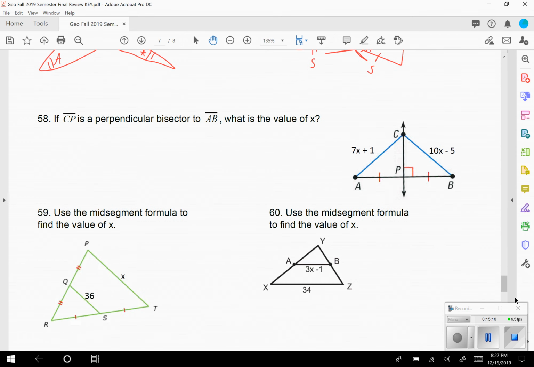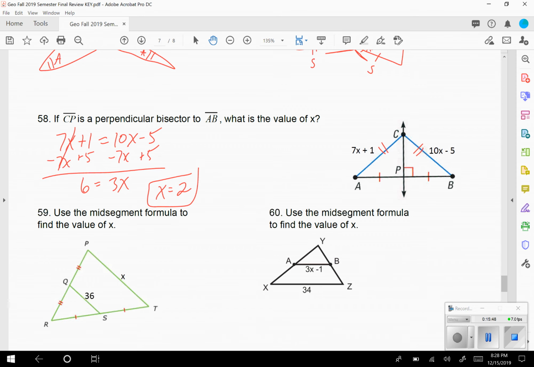Okay, next one. Number 58. It says, if CP is a perpendicular bisector to AB, what is the value of x? Okay, since we know this is a perpendicular bisector, we know that these two pieces are congruent. So 7x plus 1 is equal to 10x minus 5. So take away 7x, add 5, okay? So 6 is equal to 3x, divide by 3, so x is 2. There we go.